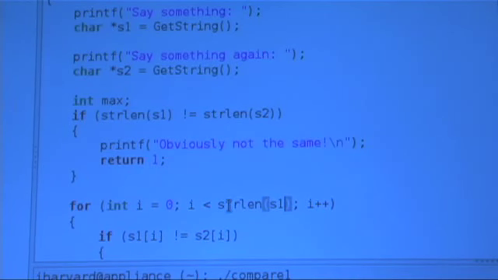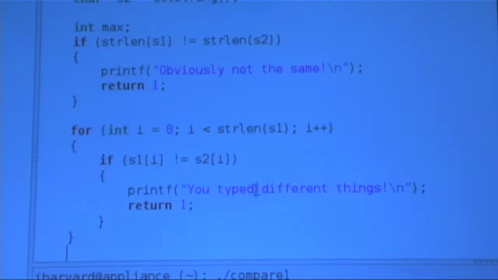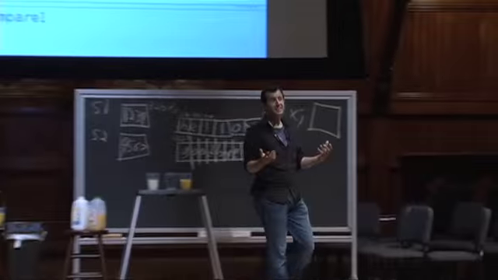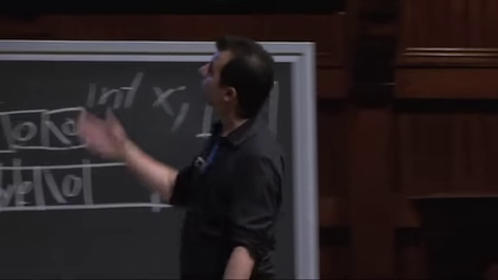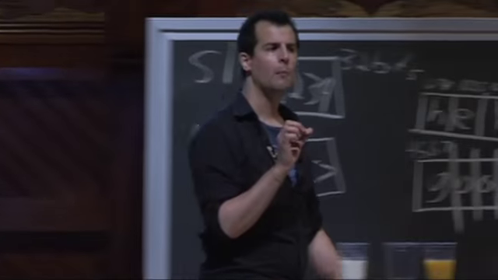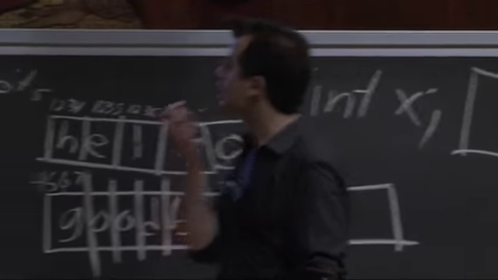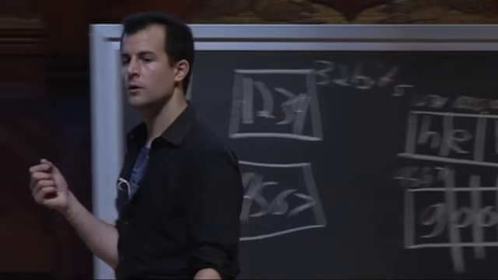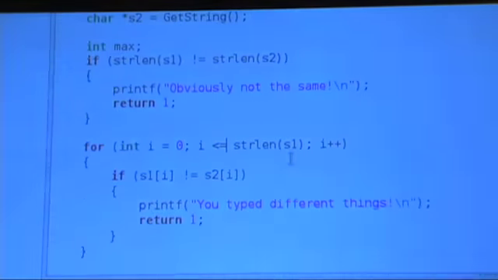So there's a couple optimizations that are possible here. But now I can respond to the user in a couple different ways. I can say, they're obviously different because they're not even the same length, or same length but different things. Now, here too, not perfect design. So correct, I think, at this point. But where's an opportunity for better design in that loop? Yeah? Could you maybe do less than or equal to string length of S1? OK, so what if we did less than or equal to string length of S1?